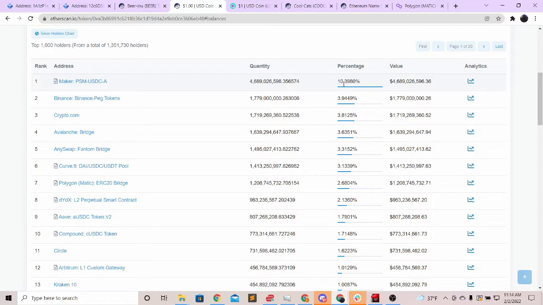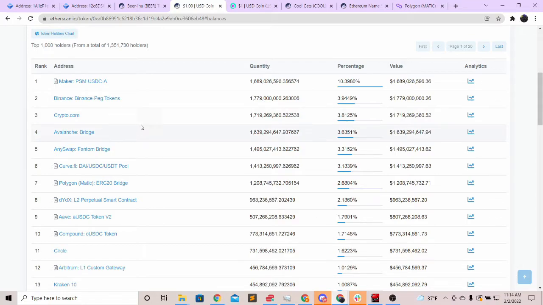This is still a pretty large percentage of the total, but when we look at the addresses and see that some of these well-known addresses are named here, we can see that a lot of the biggest holders are exchanges like crypto.com, or DeFi protocols and other stablecoin protocols like the MakerDAO peg here, or bridges for Avalanche and AnySwap.